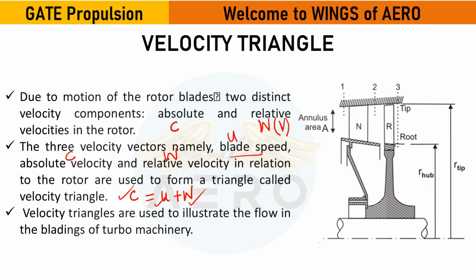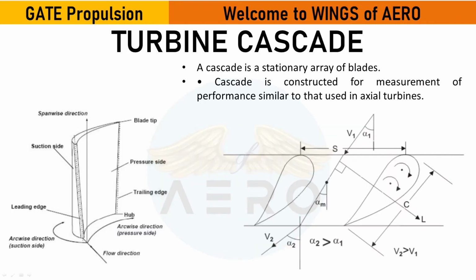Now before going to the turbine blade velocity, let's look into another important consideration, that is the turbine blade, or we can call it a turbine cascade. What is a cascade? It is a series of static plates.